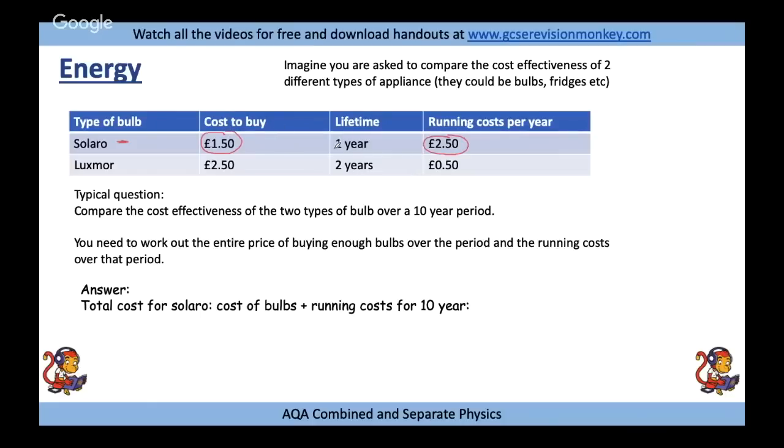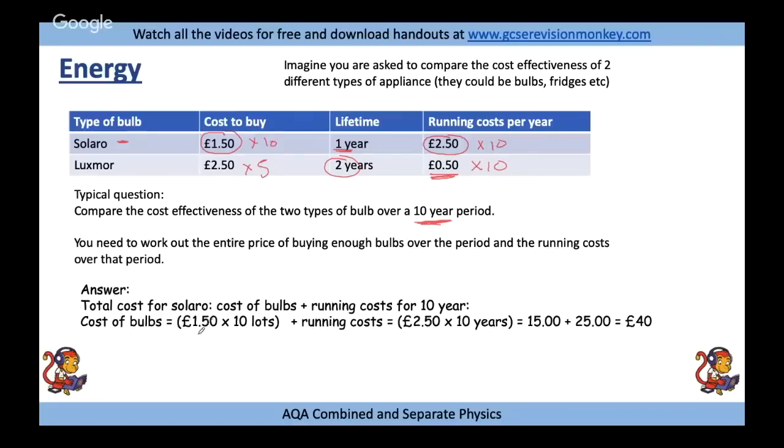Now, because it only lasts 1 year, you're going to need 10 of those. These ones, running cost per year, you're going to need 10 of that as well. And similar for Luxmore, for the other one, this one lasts 2 years. Each bulb lasts 2 years. So if I want to cover a 10-year period, I need 5 of those. But the running costs are still per year, so I'll need 10 of those.